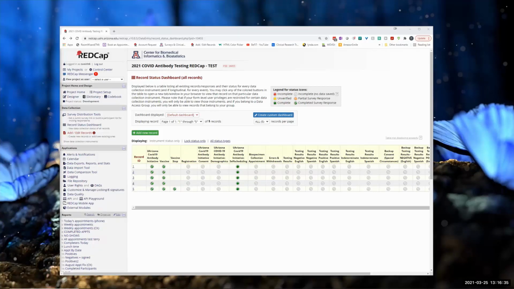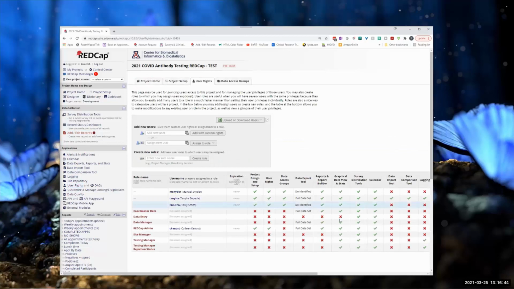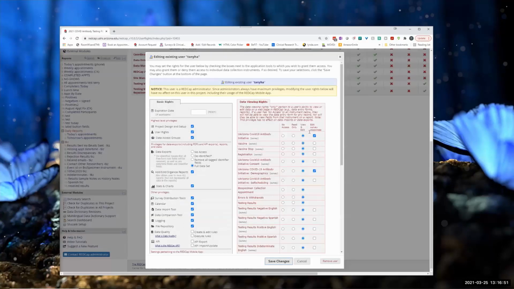Another way we do that is we put that field on its own form. And then if you look at user rights and pick somebody over here, you would give that person no access to that form. So again, like Mary was talking about with a role, you could give them no access to that and they wouldn't even see it on their list of instruments. I see. Okay.